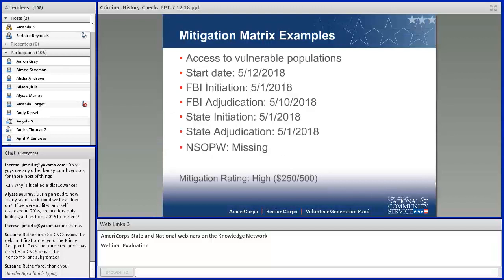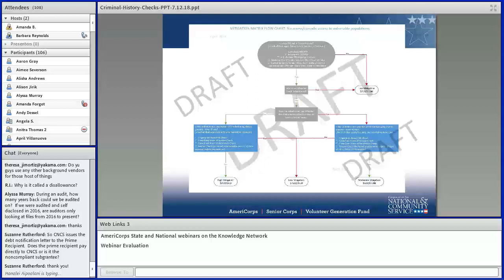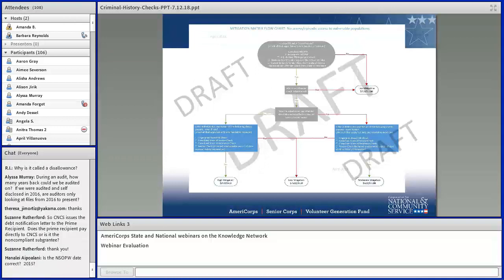So no access to moderate, no access to vulnerable populations. Let's see, is a sex offender check present? We know that there's a sex offender check present because we have an adjudicated FBI fingerprint check. Was it adjudicated? Yes. Was a sex offender check also initiated before start of service work or hours? Unfortunately, no, because it was on that first day. It was on the 12th.